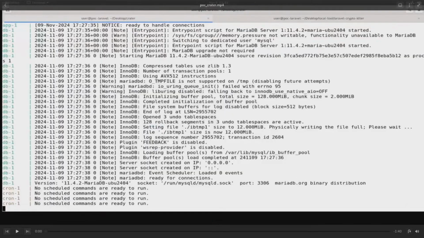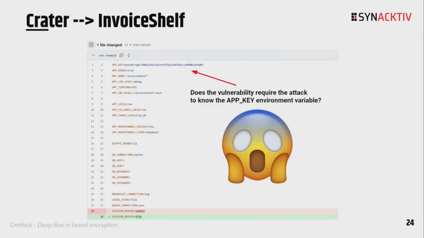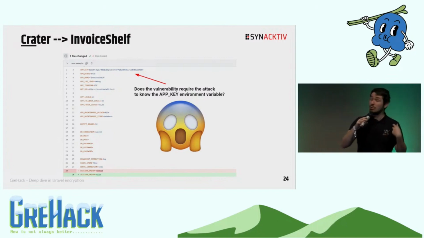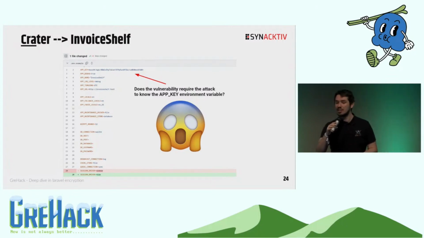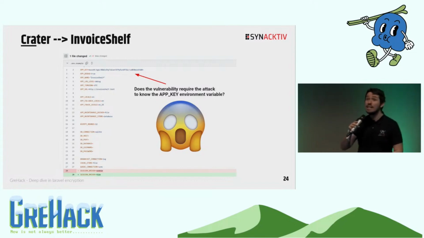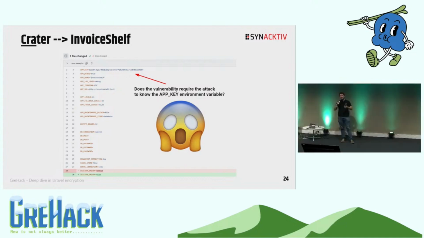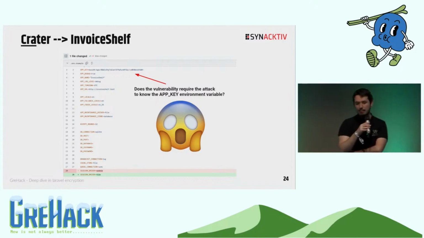We tried to tell the Laravel core developers that app keys can leak, and when we showed them that might be an issue, they just said, does the vulnerability require the attacker to know the app key environment variable? Yeah, it does. But anyway, some people will just copy-paste them, so that's still vulnerable to this kind of attack. And just a last word: from Crater, you need to go back to Invoice Shelf, which is a fork of it, because Crater is still vulnerable to this kind of pattern.